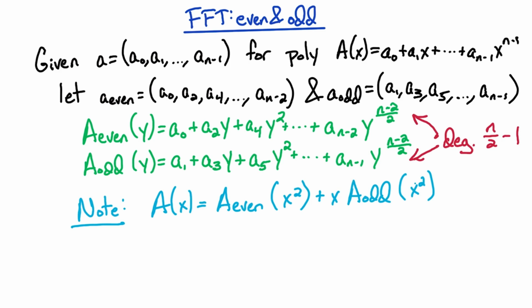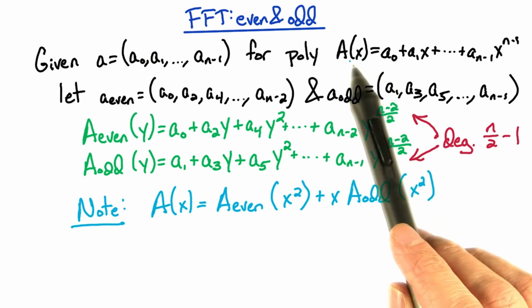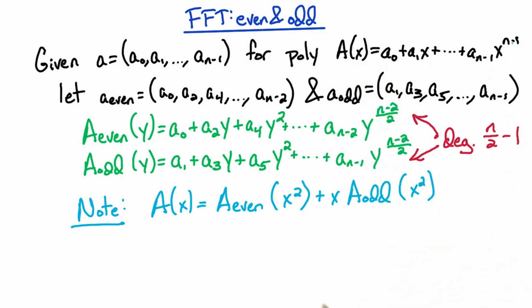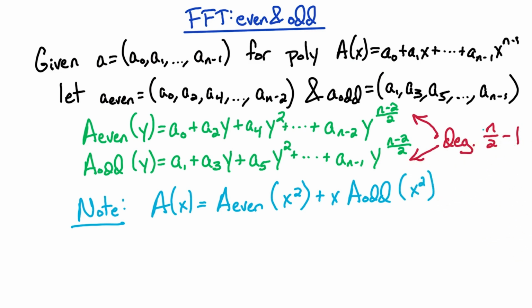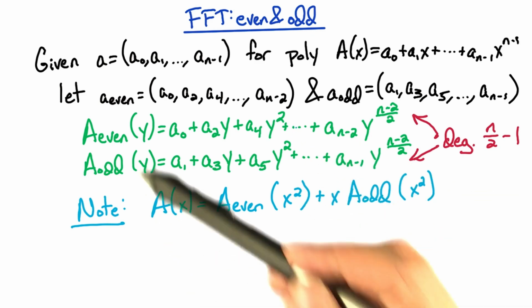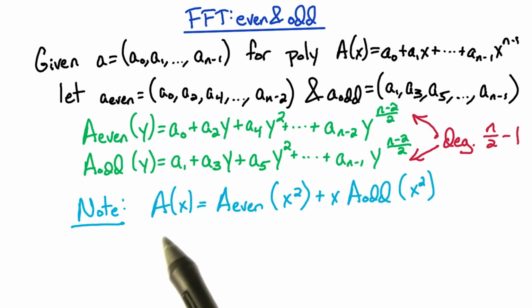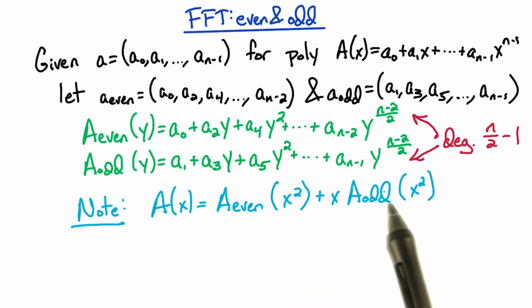At this point, you should start to see the semblance of the idea of the divide and conquer approach. We started with a polynomial of degree n minus 1, and now we've defined a pair of polynomials of degree n over 2 minus 1. So we went down from n to n over 2, and we got two subproblems, a even and a odd. And if we want a at a point x, then it suffices to know a even and a odd at the point x squared. So we got two subproblems of half the size.